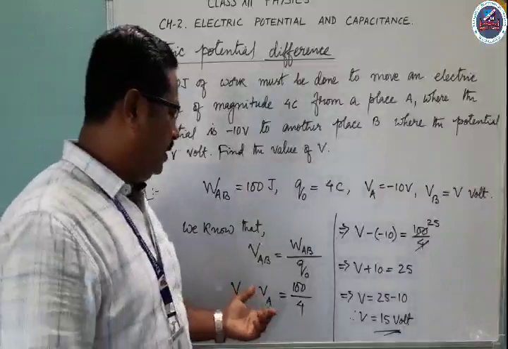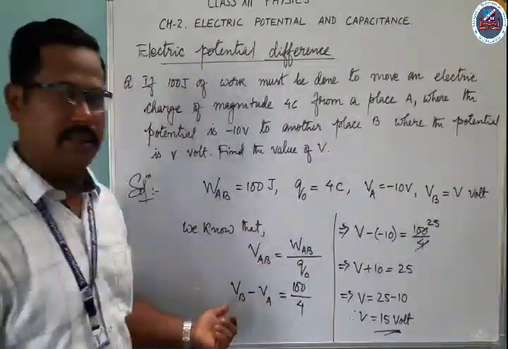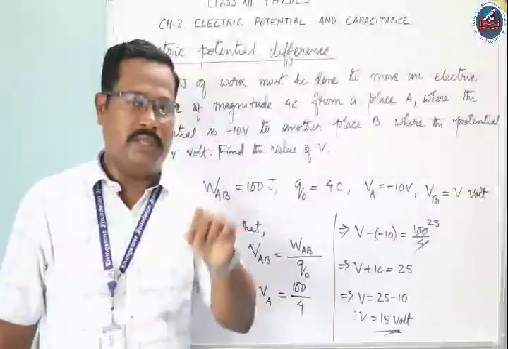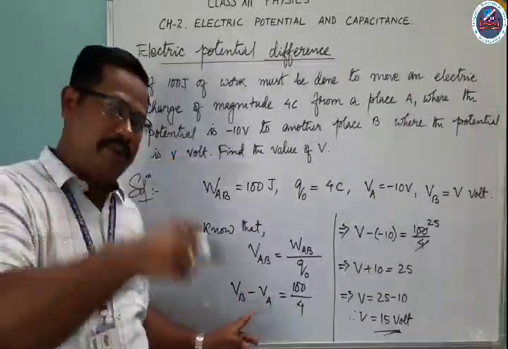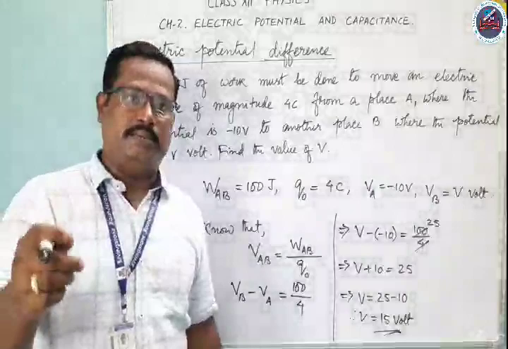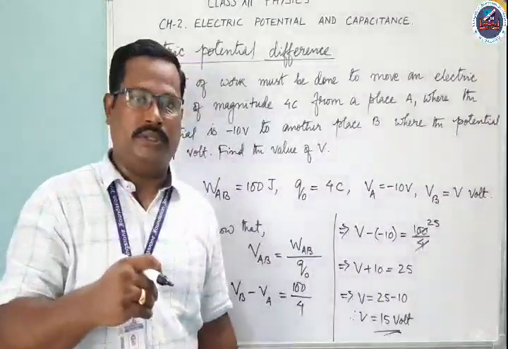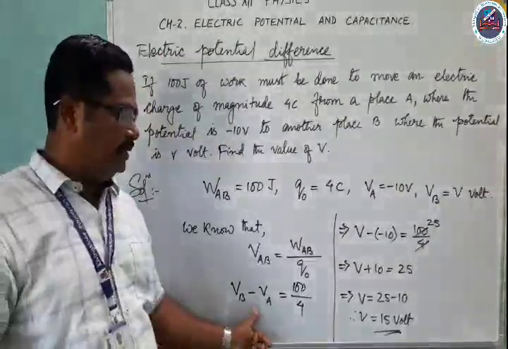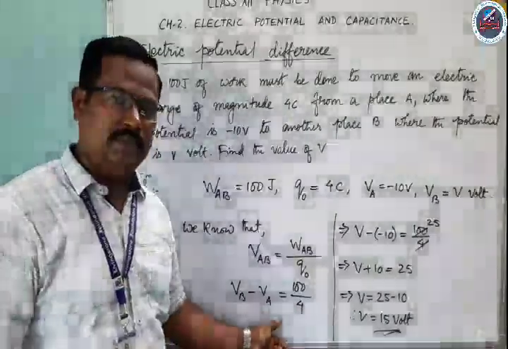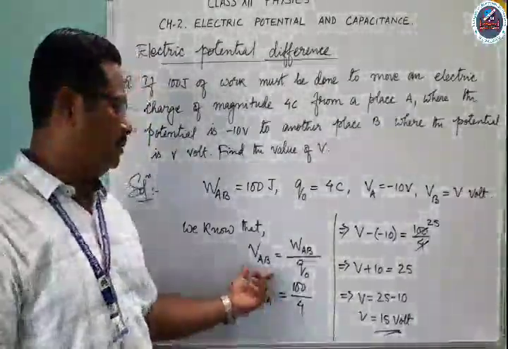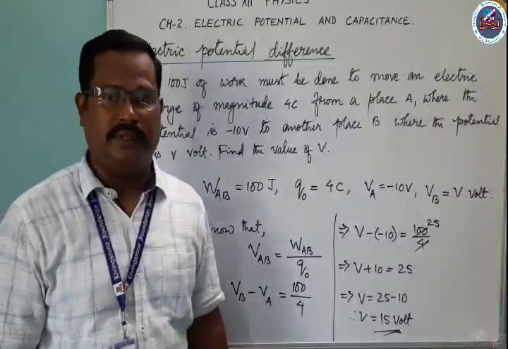Here you can see the application of potential difference. It is the difference in potential between the two points. That is, the final position where you are bringing the charge minus the initial position from where you brought it. So final potential minus initial potential gives us the measurement of potential difference.